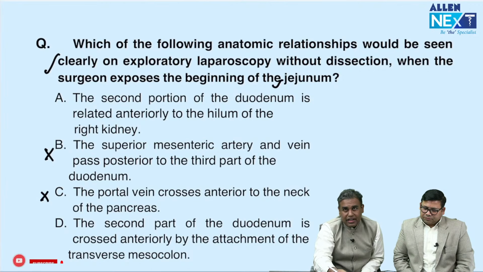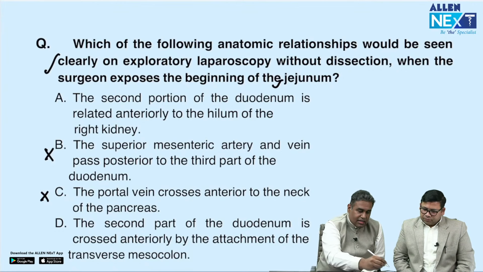Now we are left with options A and D. The second portion of the duodenum is related anterior to the hilum of the right kidney. Is the statement correct? What do you think? The statement is totally correct. Yes, it is correct. Can it be the answer?